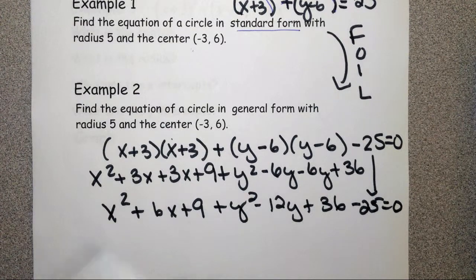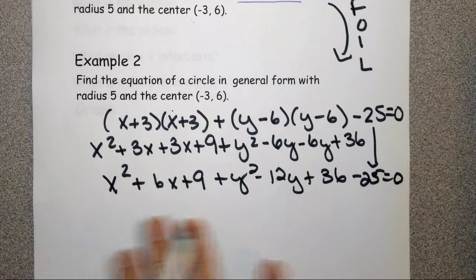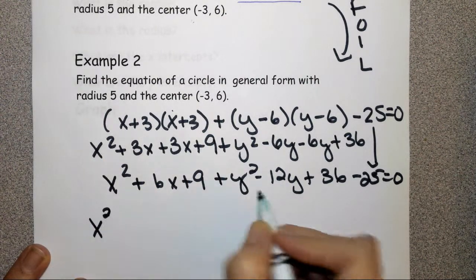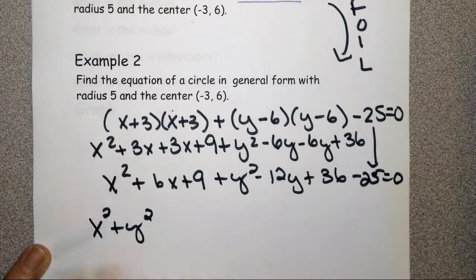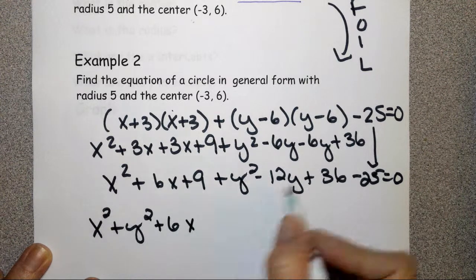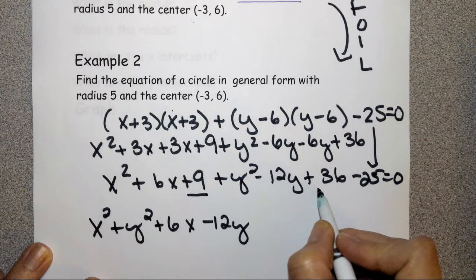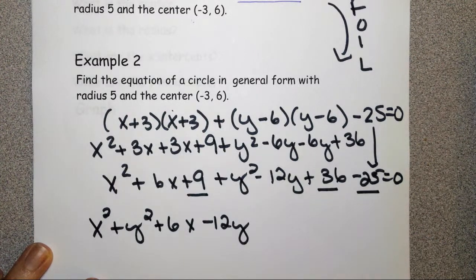Now, you're not going to have to do this a lot on your homework, but you do have to know how to do it. So when you put it in the general form, you want to do it alphabetically, and you want to do the squareds, then the xy's, and then the ones. So I have 1x squared, and I have 1y squared. Now I'm going to do my x's that don't have squareds. I have a plus 6x, and I have a minus 12y. And then I have to take all these ones and smoosh them. You have a calculator, yes? 9 plus 36 minus 25.